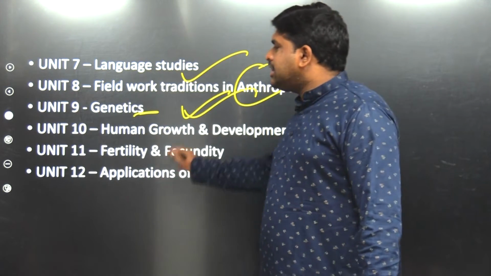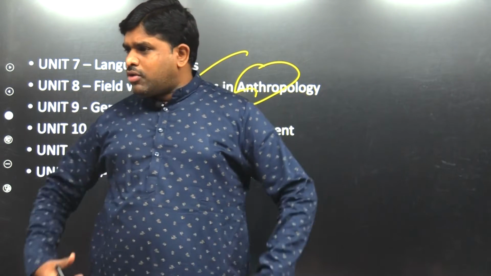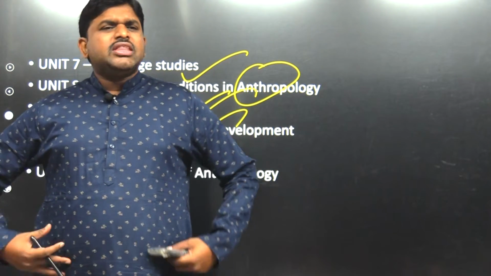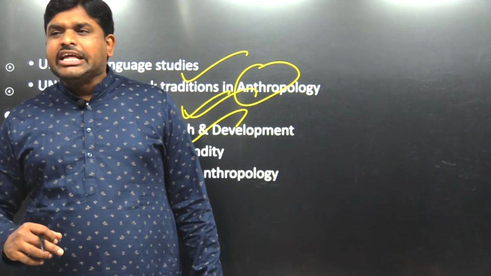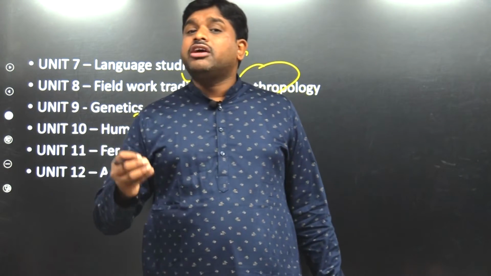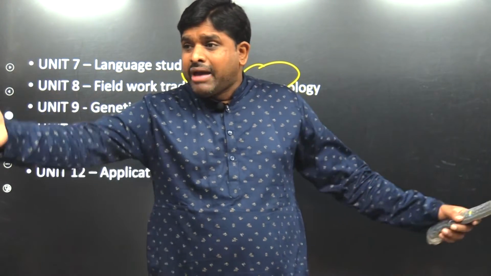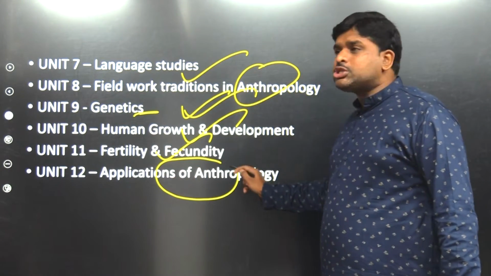And the 10th unit is understanding human growth and development: how our growth and development should happen, and whether it is appropriate or not. That we will be studying in the 10th unit. In the 11th unit, we will be understanding fertility and fecundity, reproduction, evolution. Man is growing, reproduction. And the last unit is called applications of anthropology.